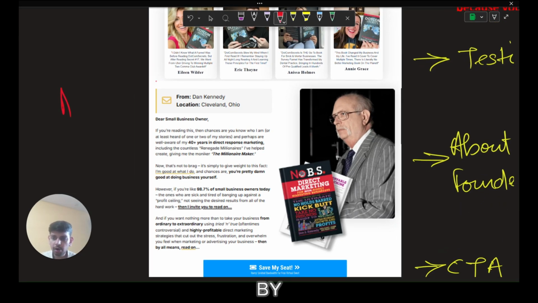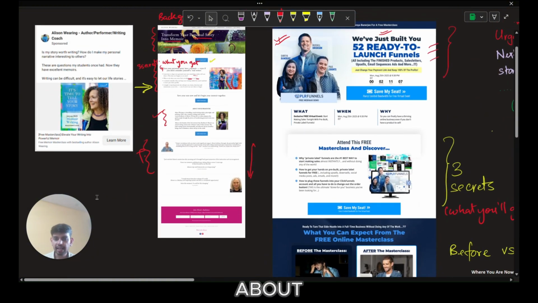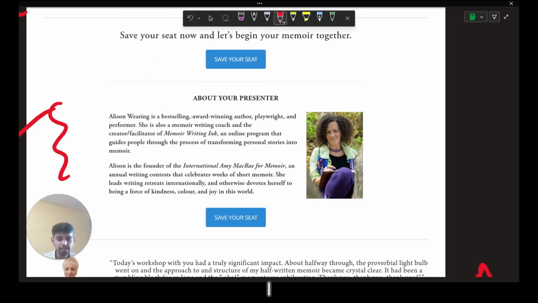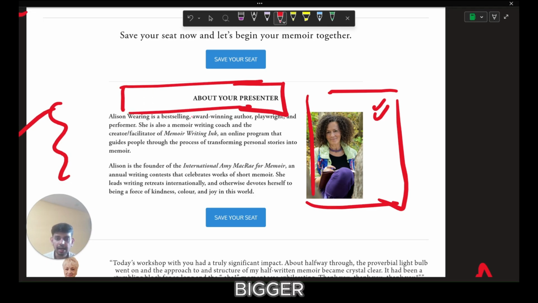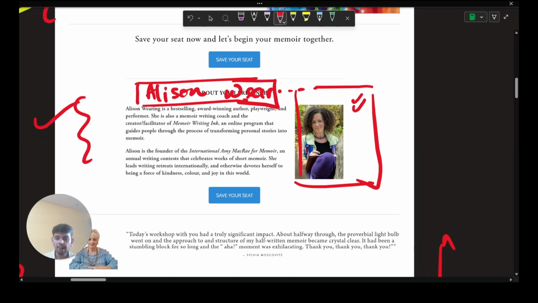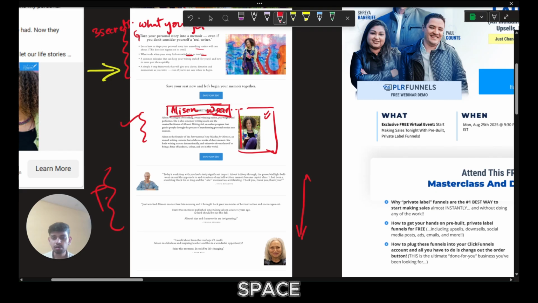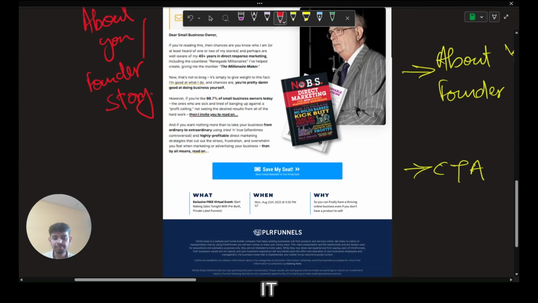Then followed by an about you or founder story. Have a big image and a few words about yourself. And I think you have it over here, about your presenter. I would suggest using a better image and also taking up a lot of space, because we do have it. Have a bigger headline for your name, Alison Wearing, and try to use the space, spread it out. You have space, right? So why not use it for good? That will help make it more appealing.